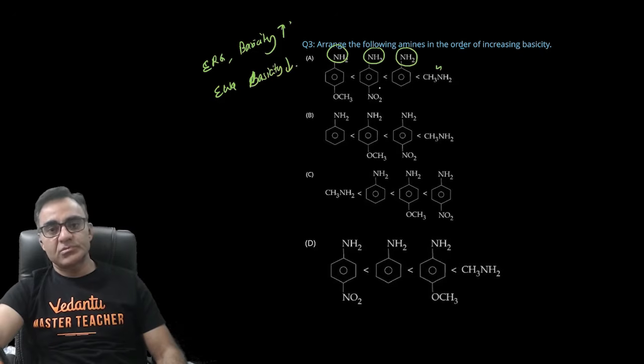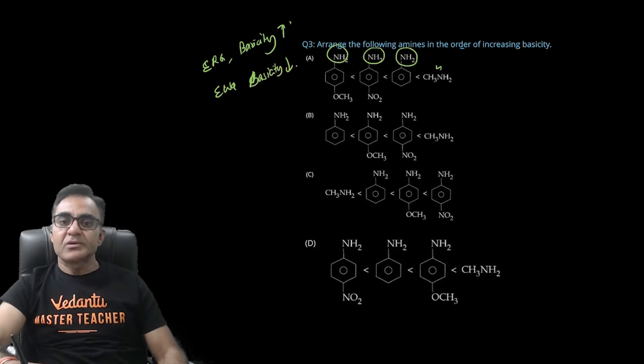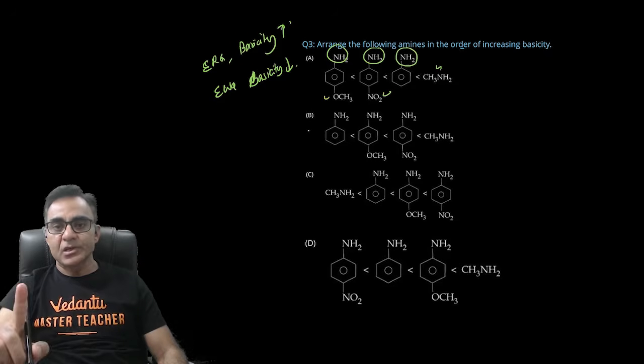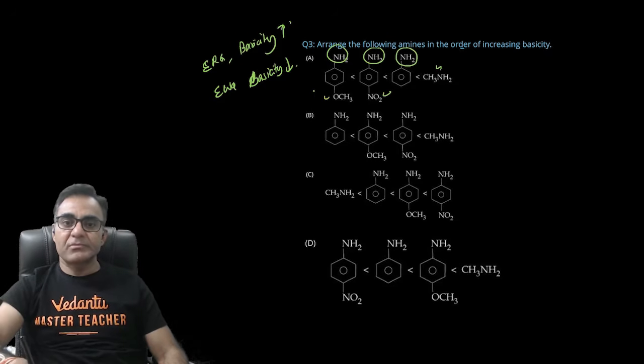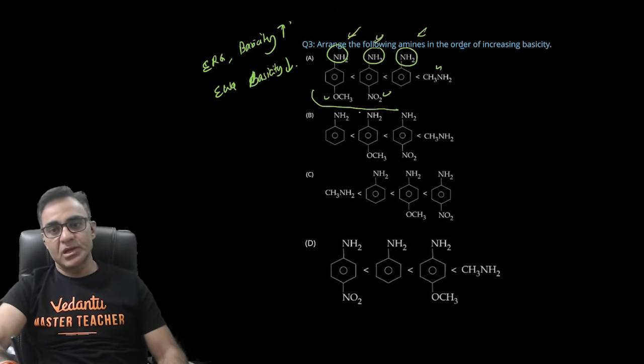बेसिसिटी कम हो जाती है इलेक्ट्रॉन विड्रॉइंग ग्रुप से. तो आप देख सकते हो कि सेकंड में NO2 लगा है, थर्ड और फर्स्ट में OMe लगा हुआ है. तो अगर मैं इन तीनों में कंपैरिजन करना चाहूं तो मोस्ट बेसिक ये होगा, देन आपका ये होगा, देन आपका ये होगा जहां पे पैरा पे नाइट्रो लगा हुआ है. तो लेट्स चेक विच ऑप्शन इज सपोज टू बी द करेक्ट वन.